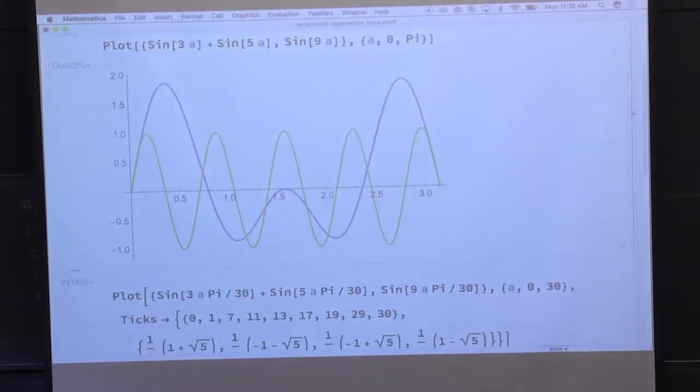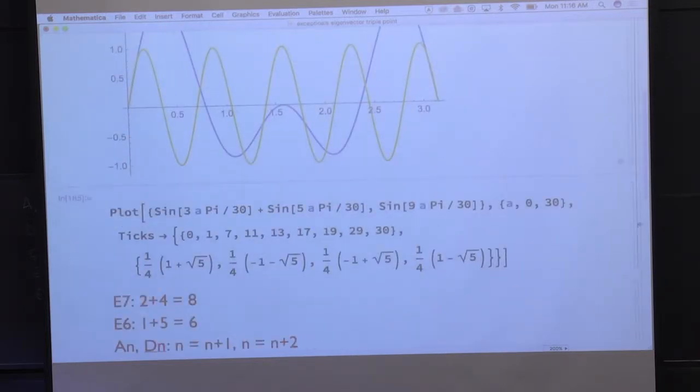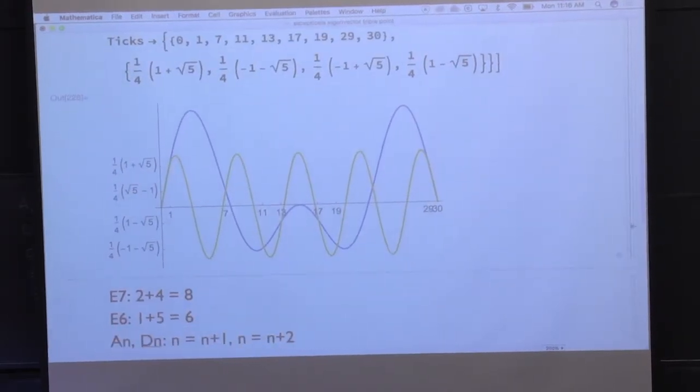Yes, and look, this is the sum sine 3a plus sine 5a. This is sine of 9a. Okay, I got the figures right. And here is the same with some added notations. Do you see?